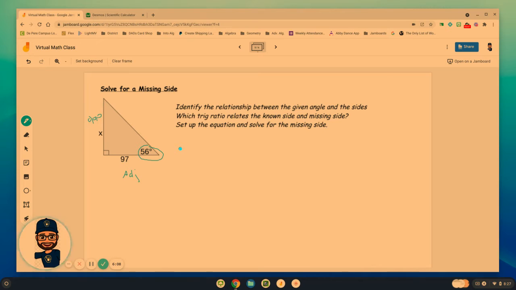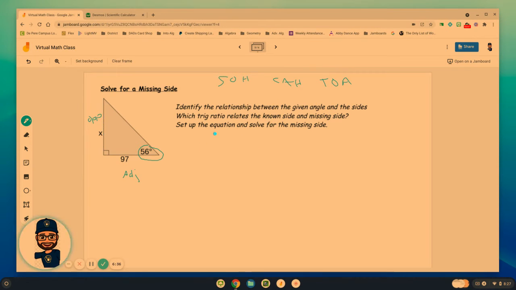So in this picture, we have an angle, we have an opposite side, and we have an adjacent side. Which trig ratio relates these? That would be tangent, TOA. Remember, TOA. And we have labeled the opposite and the adjacent.